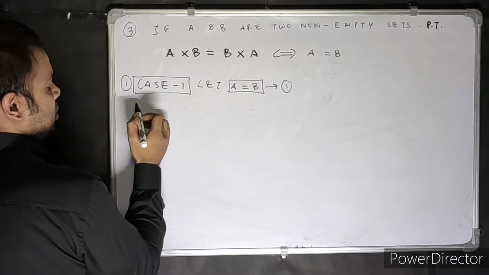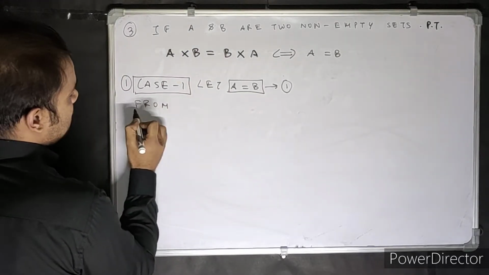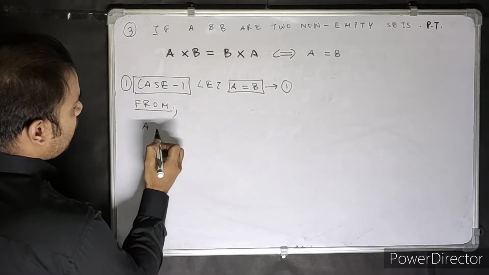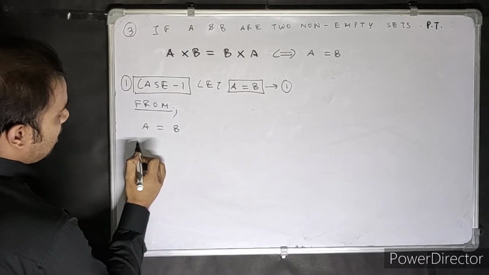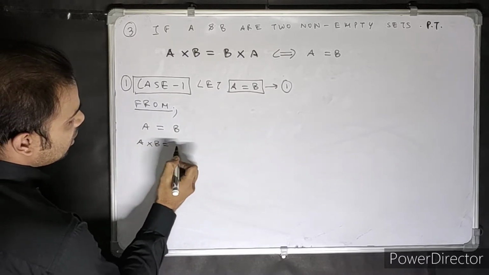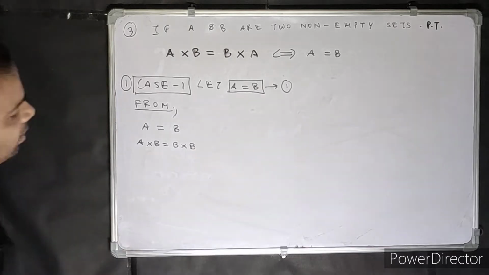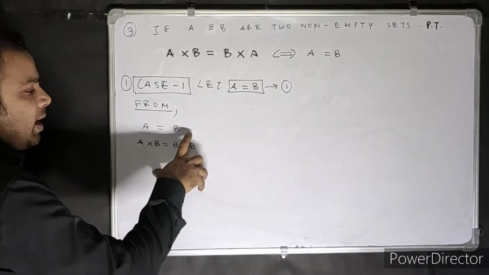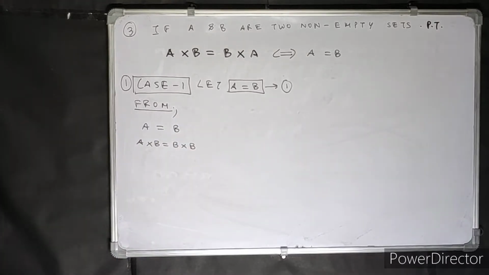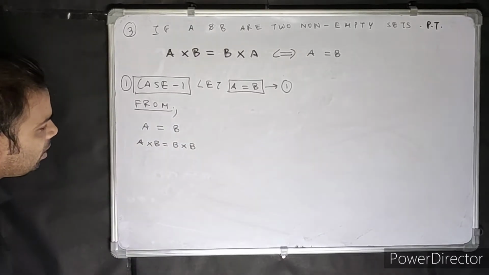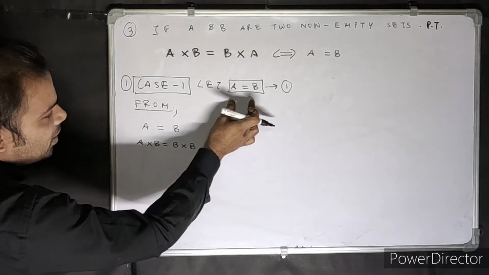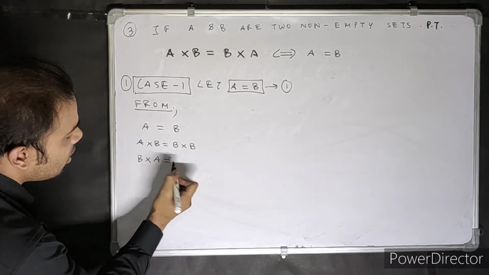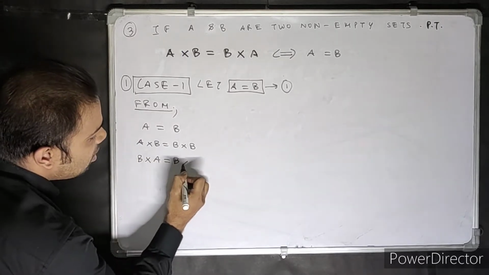Now use equation number 1. This is how you have to do it in the exam. From 1, A is equal to B. Then you do A cross B is equal to B cross B. So look, what did I do? I multiplied a B over here and I multiplied a B over here also. Now since I have written A is equal to B, this A changes to B and this B changes to A. Then again I get B cross B.